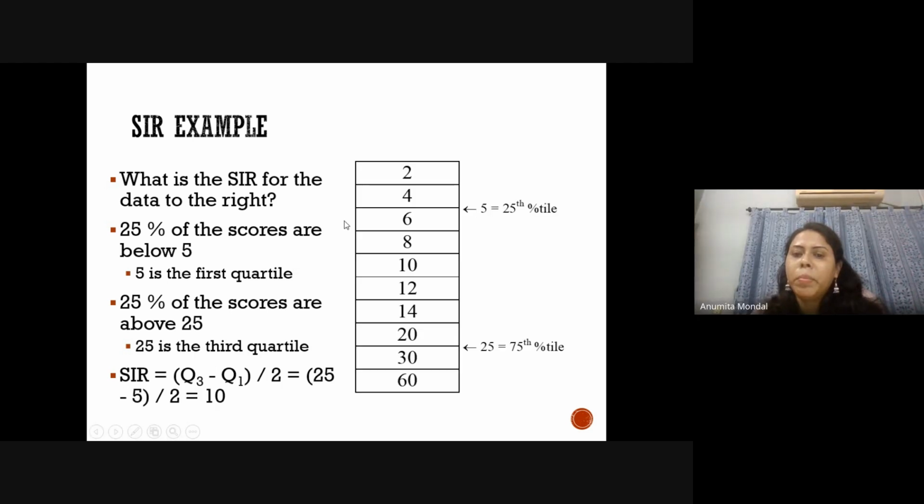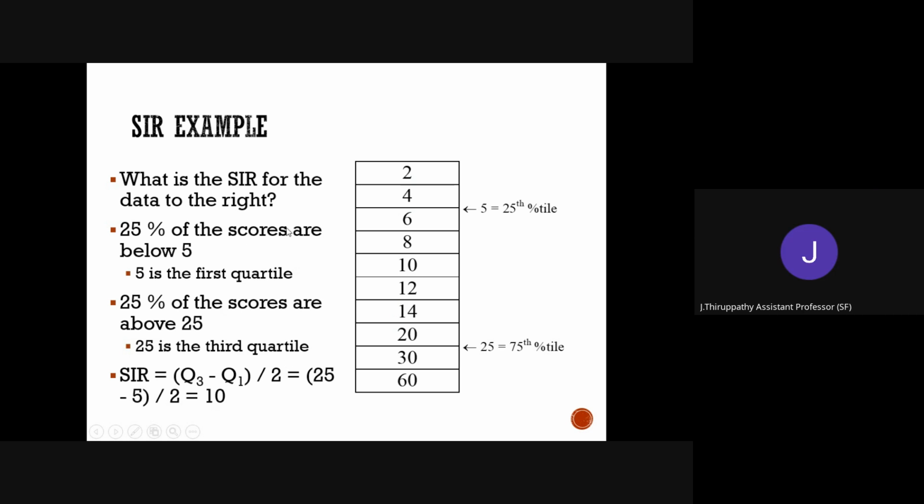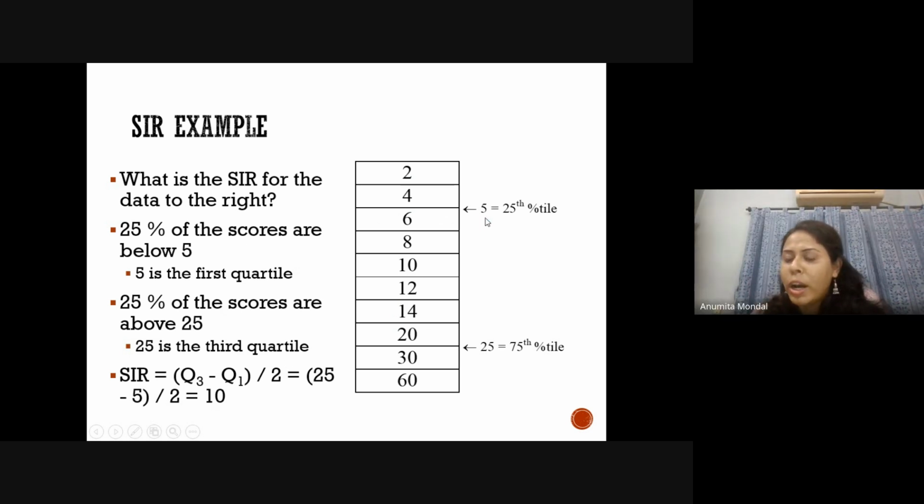If I take the example in this case, where the number of variables is n equal to 10, then the first quartile belongs to the (n plus 1) by 4th value. So it lies between 2.75, which lies between 2 and 3. So the value is approximately 5.